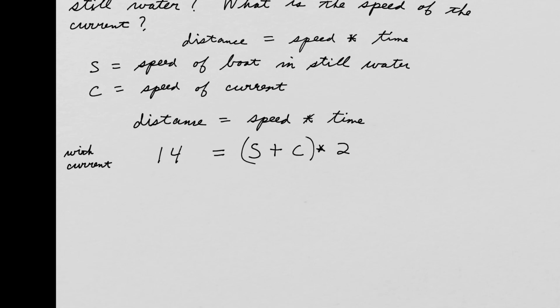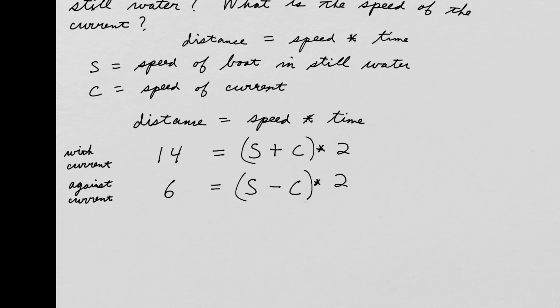Then the other equation is going to be when I row against the current. Okay, so how far do we go? Well, it says 6 miles, so 6. What do you guys think the speed is going to be if you're rowing against the current? Well, it'll be the speed that you would row in still water, but now you're fighting the current, so you have to subtract the speed of the current, right? So it's going to be actually S minus C. And then times the time it takes, well, they again tell us it's the same amount of time, so it's 2 again. Okay, so that's the hard part, and this is definitely one of the harder questions.